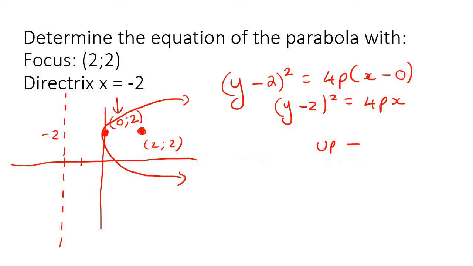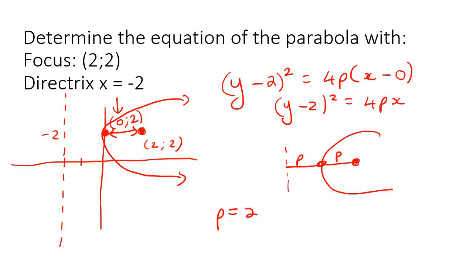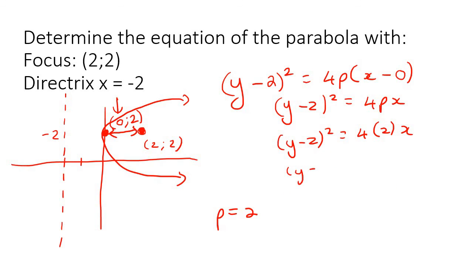Okay. Now we just need to find p. So p is the distance from the vertex to the focus. That's p. Or if you want, you can also find the distance from the vertex to the directrix. That's also p. So if you look at this horizontal distance, from 0, 2 to 2, 2, that is a horizontal distance of 2. So p is 2. So if I then fill that in, I'm going to end up with 8 over there. And so that would be the final answer.